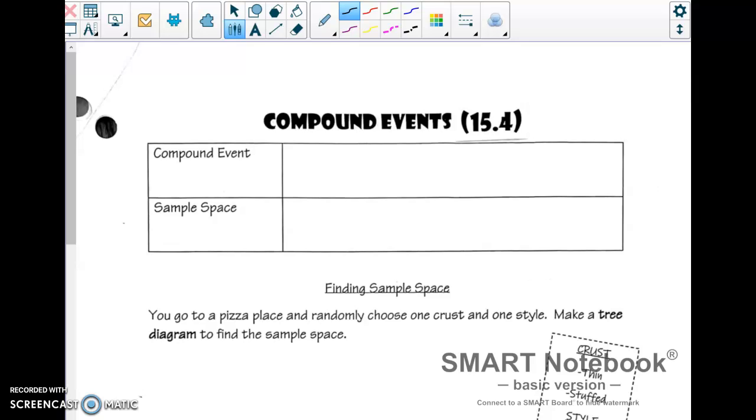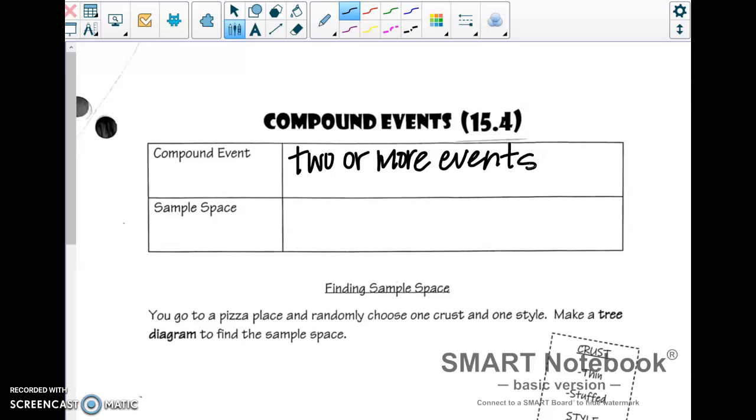So 15.4 is all about compound events. So let's define that first. The definition of compound event, just like a compound word is when you put two or more words together, a compound event is just two or more events. Like rolling a dice and flipping a coin. That's two events. Or rolling two dice, that's two dice. Or rolling three dice, or flipping three coins. It's just two or more events together is a compound event.